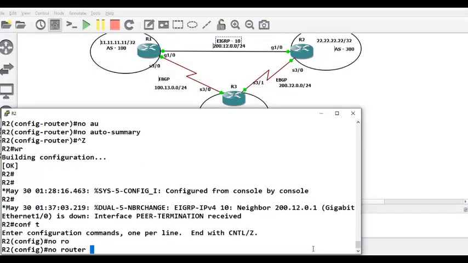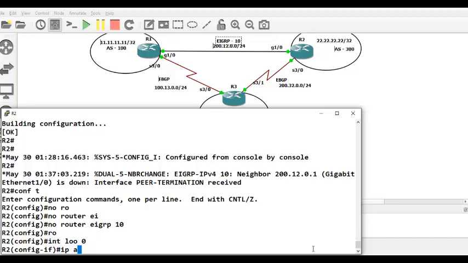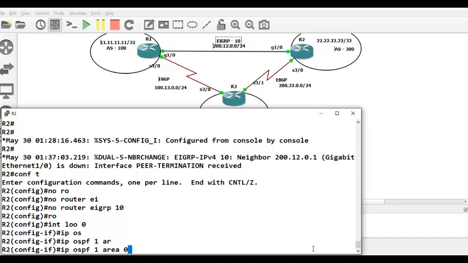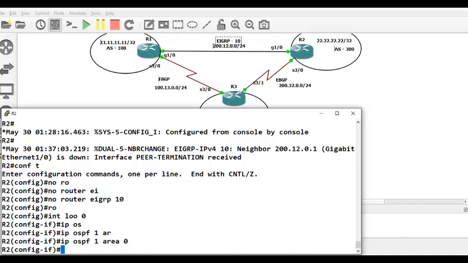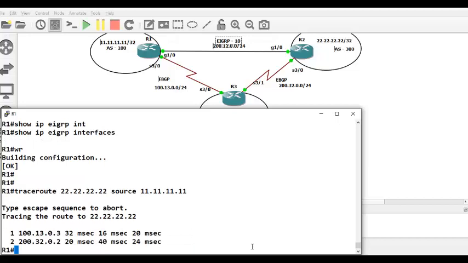No router EIGRP 10, and then interface loopback 0, IP OSPF 1 area 0. Now before I configure the other interface, I want to show you it will go one hop away because we removed EIGRP. There is no more RIB failure here. It goes via 2 hops. There is no more RIB failure.